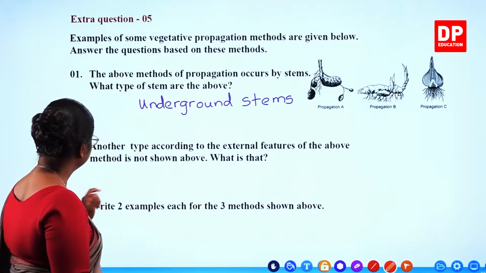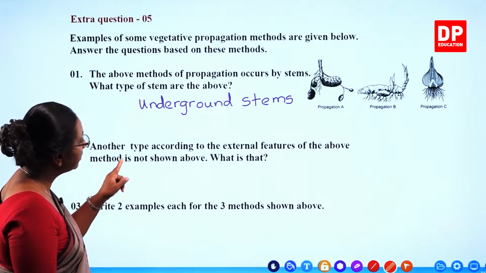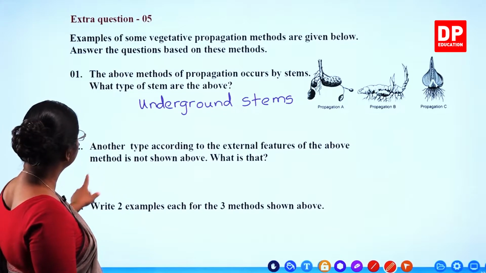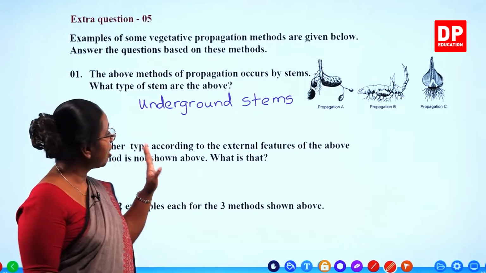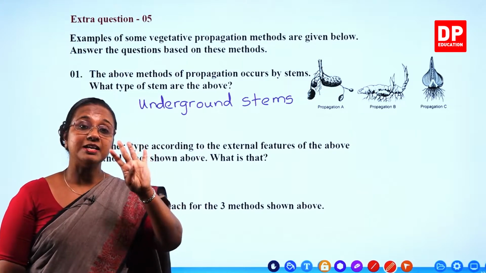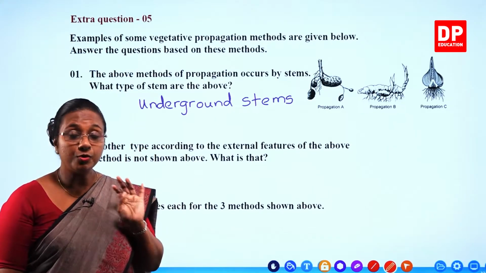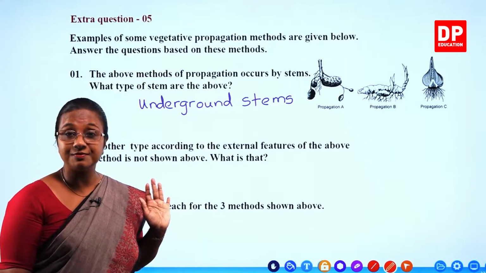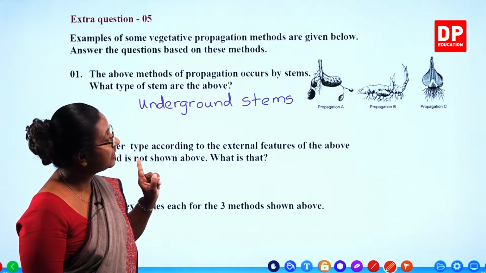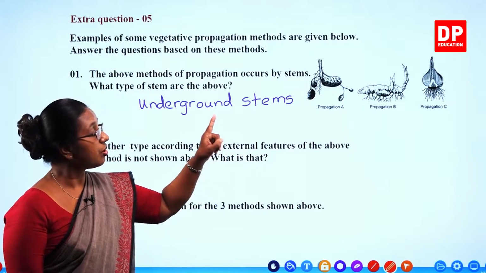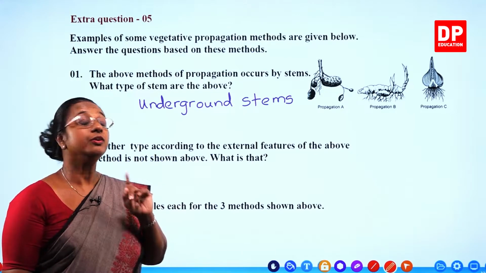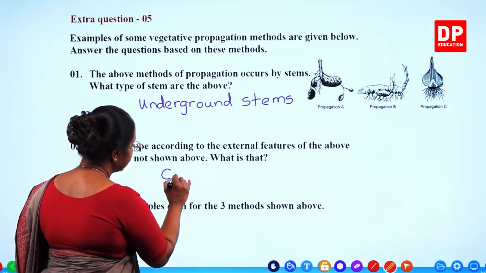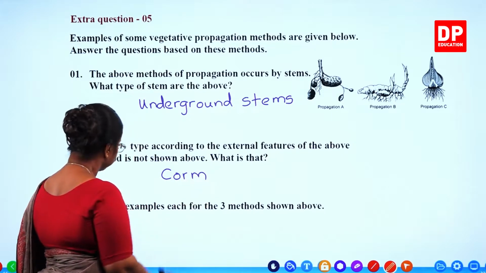Then the next one. Another type according to the external features, not shown above. What is that? So you all know, students, underground stems are divided into four groups or four types based on their external features. So we identified the stem tuber, then the rhizome and the bulb. What is the other one? It is the corm. So here the answer is corm.